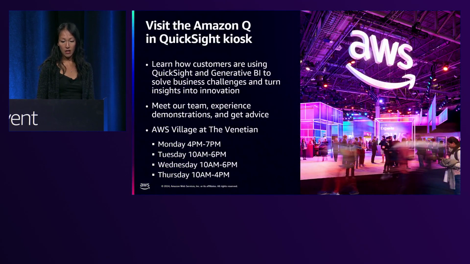Okay. And don't forget to visit the Amazon Q and QuickSight kiosk in the expo hall. It'll be staffed basically the entire time from later this afternoon until later this week. We'll have product managers, AWS specialists, a variety of Gen AI specialists as well there to talk to you more in depth and in detail.